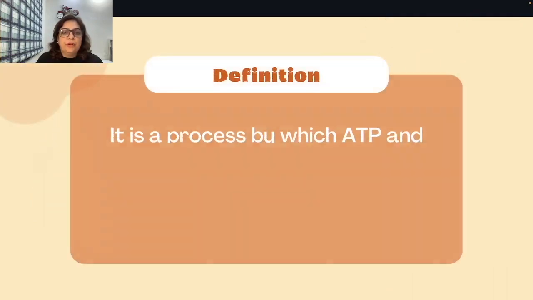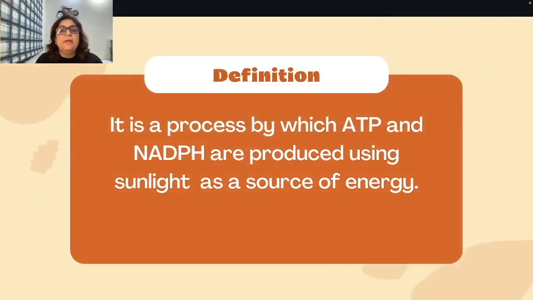Now, what is photophosphorylation? It is a process by which ATP and NADPH are produced using sunlight as a source of energy. Students, as you all know, the capture of solar energy by photosynthetic organisms and its conversion into chemical energy of reduced organic compounds is the ultimate source of all biological energy. Photosynthetic organisms and plants capture solar energy, produce ATP and NADPH, and use ATP and NADPH to fix carbon dioxide into carbohydrates, and they release oxygen in this process.